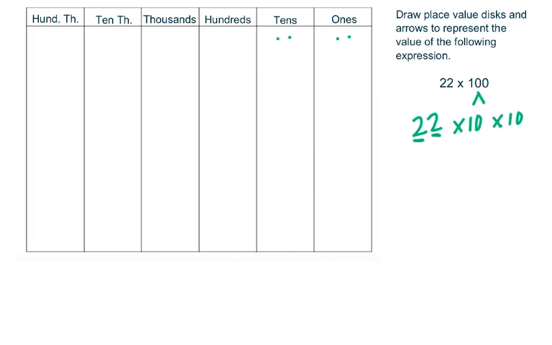Alright, if I multiply by 10, that means I'm going to bundle and send over times 10, bundle, send over times 10. So now I've got 2 in the tens place, 2 in the hundreds place, but I'm not done because it wasn't just 22 times 10, it was 22 times 10 times 10. So I've got to do this now again.